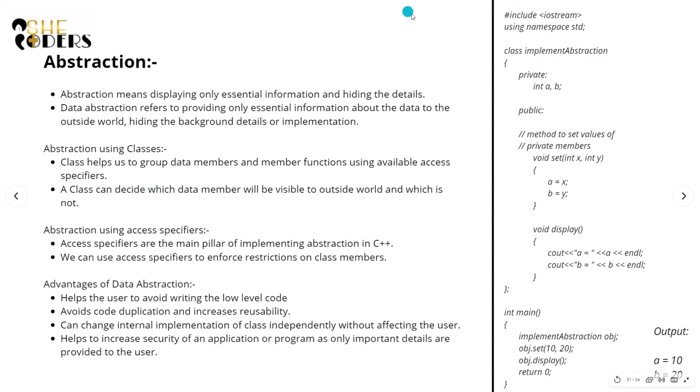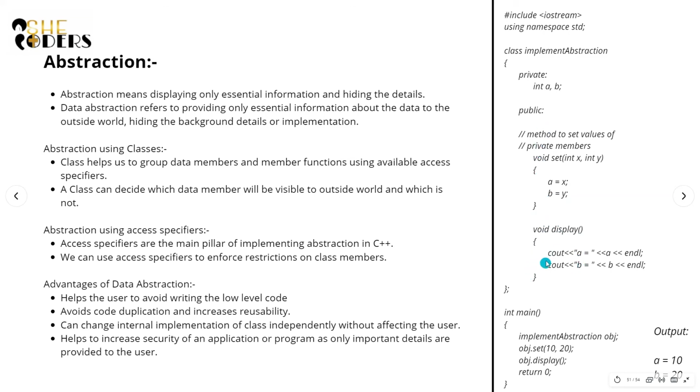For example, let's take the class Implement Abstraction. Under the private access specifier, there are two integer data members, integer A and B. Under the public access specifier, there are two functions, set and display. You can also call it get, because it only shows the output instead of returning it; return or show, it is the same, because it shows something on the console to the user. The set function takes two parameters and assigns the values to A and B respectively, and the display function shows the values of A and B.